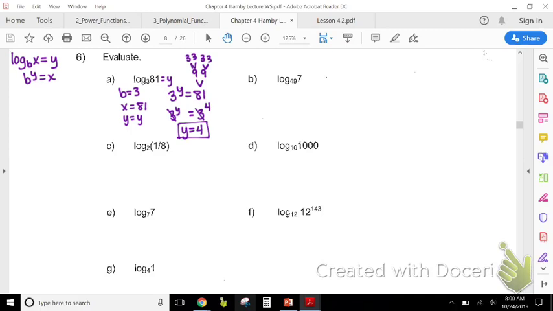So let's try b. It's in log form, so I'm going to set it equal to y. And I'm going to list out my pieces. So what is my base? What is b? 49. Log base b of x. What is x? And what is y? So I'm going to set it up into exponential form. So my b to the y equals x.